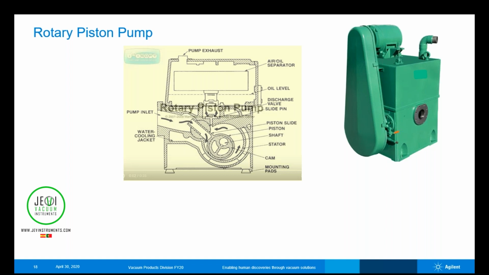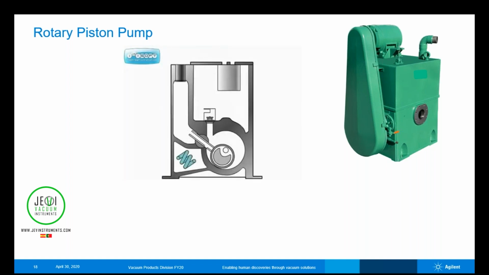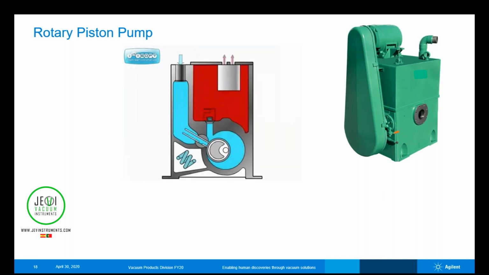Rotary piston pump, this is the sort of tried and true, and I would say a large percentage of the industrial customers we would go into would be using one of these style of rotary piston pumps. I love the mechanism on this. It's much easier to show this cartoon than try and describe it in any kind of words here.